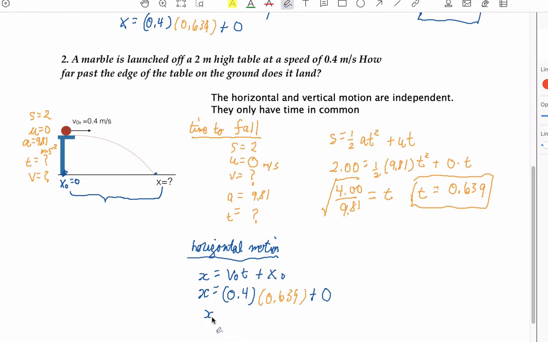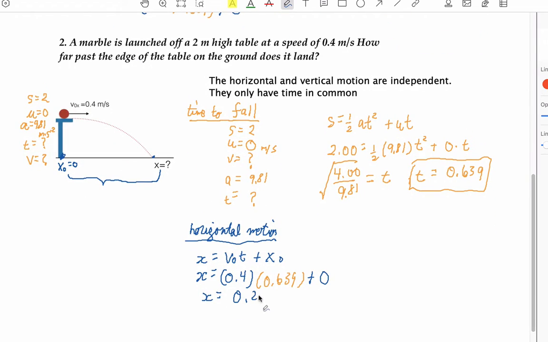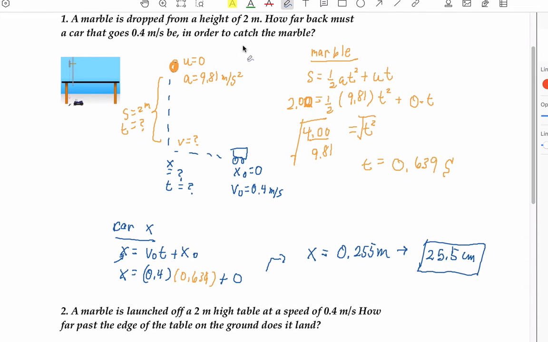And so we're going to get that the marble lands a distance of 0.255 meters from the edge of the table. Or, if you prefer, 25.5 centimeters. So the whole point of this homework problem was to sell you on the idea that two-dimensional motion can be thought of as combined one-dimensional motion in two different directions.